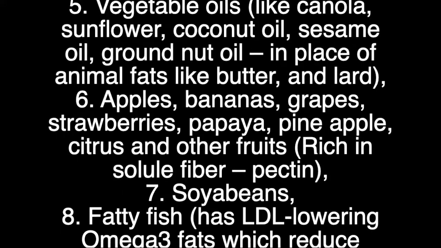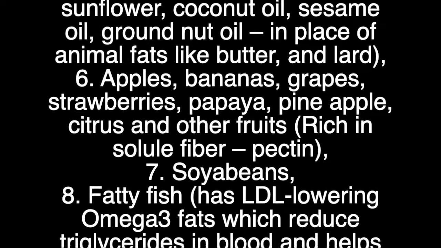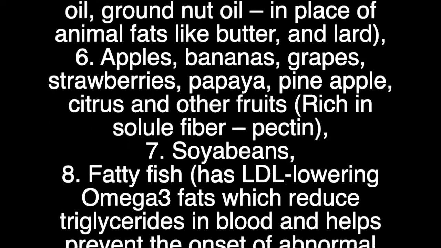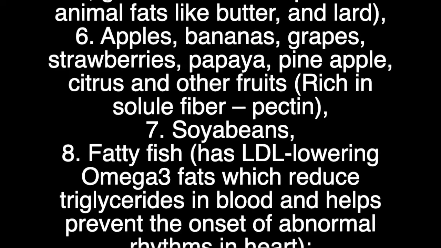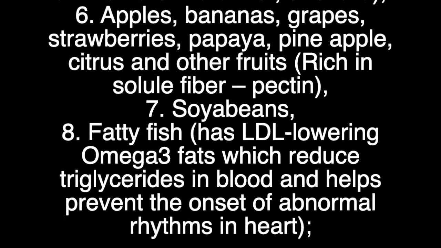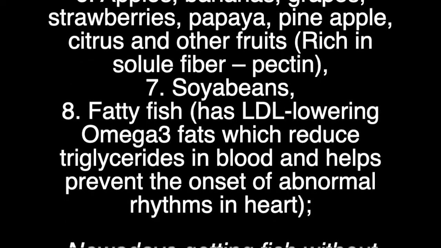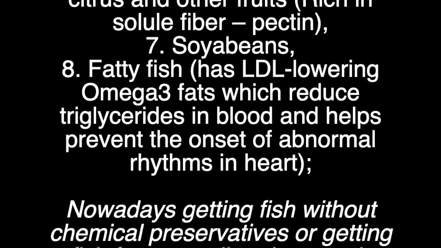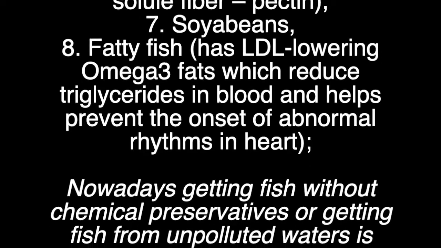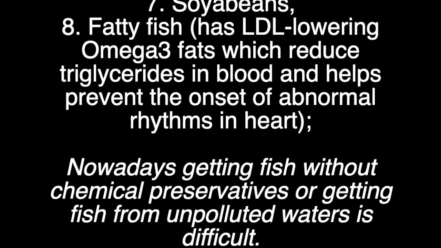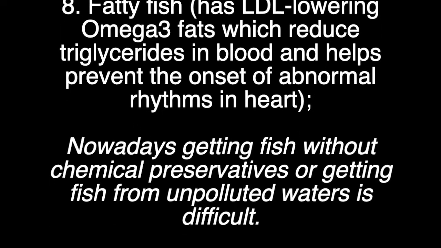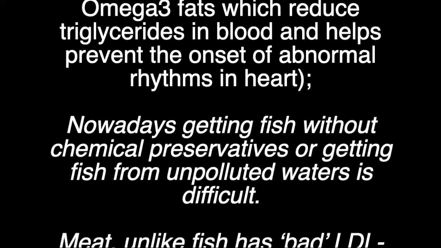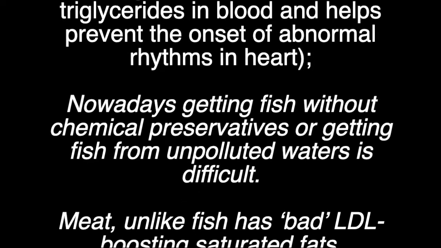Apples, bananas, grapes, strawberries, papaya, pineapple, citrus and other fruits, they are all rich in soluble fiber, that is pectin. Soya beans and fatty fish, which has LDL lowering omega-3 fats, which reduce triglycerides in blood and helps prevent the onset of abnormal rhythms in heart.